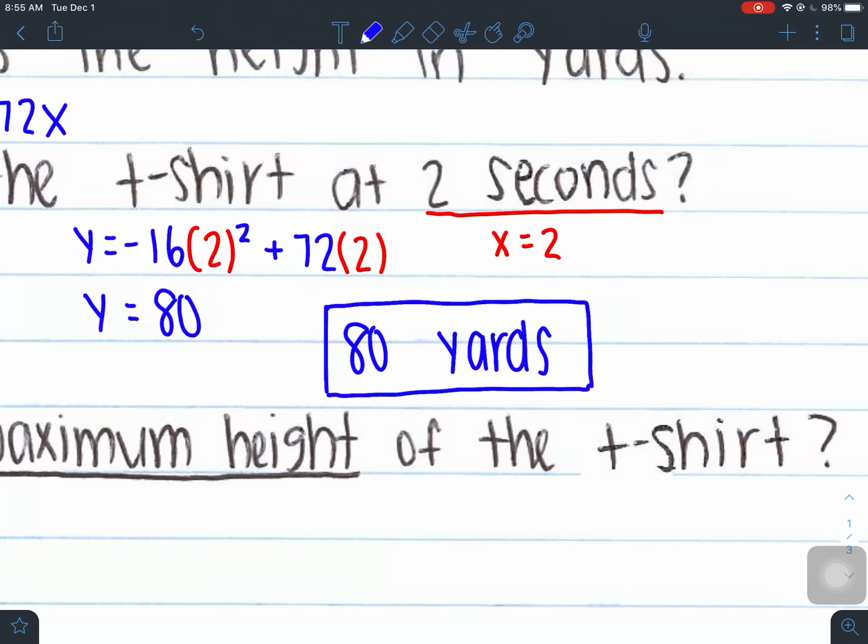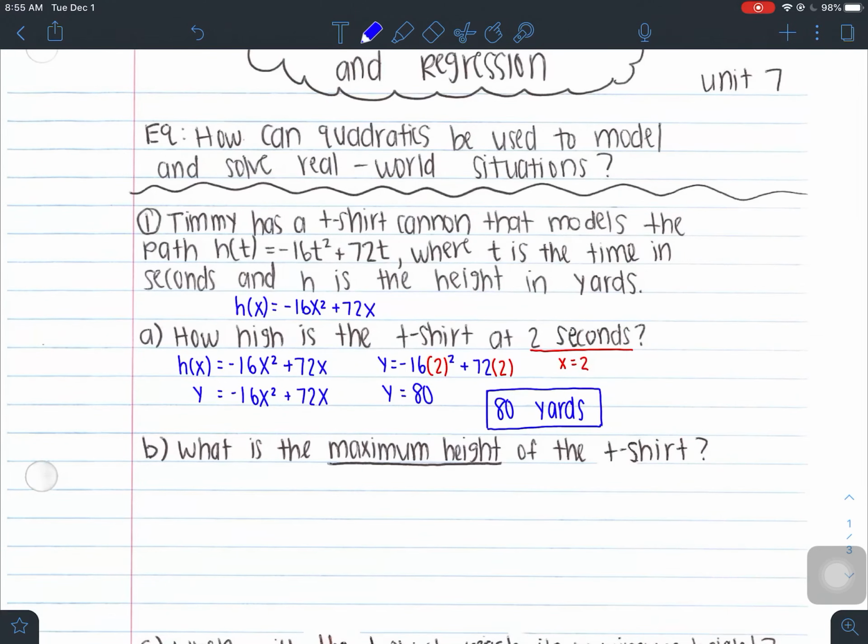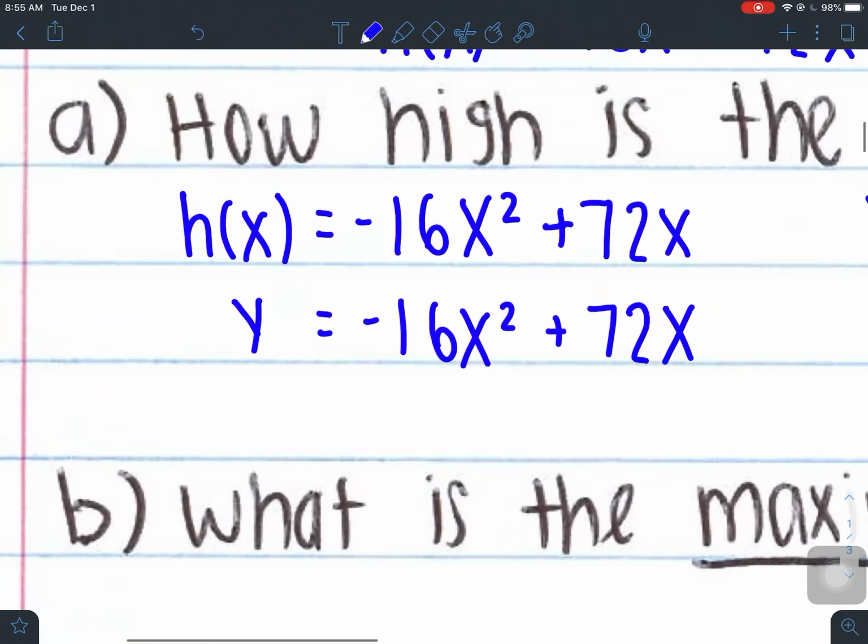Now, what's an even better way? You can actually just use your calculator and not have to use any math at all. So what I'm going to do is type this equation into my y equals screen to graph it. So I'm going to go to my calculator.